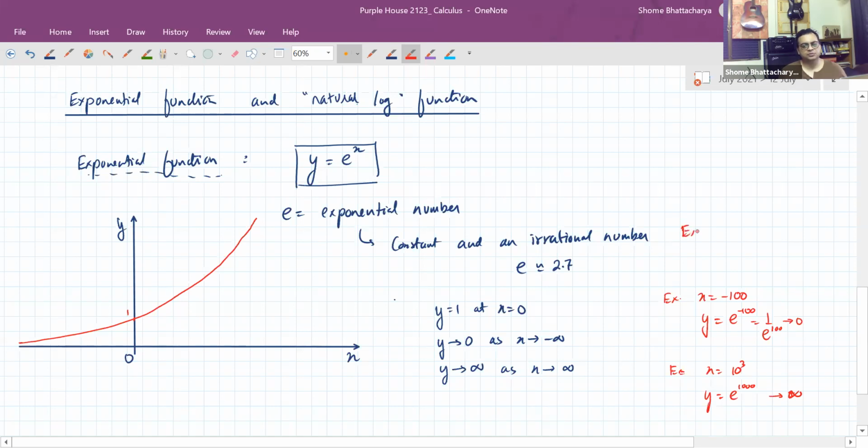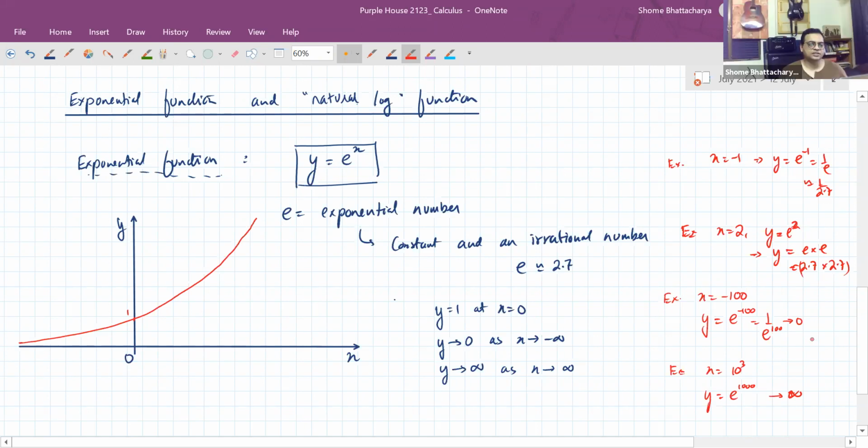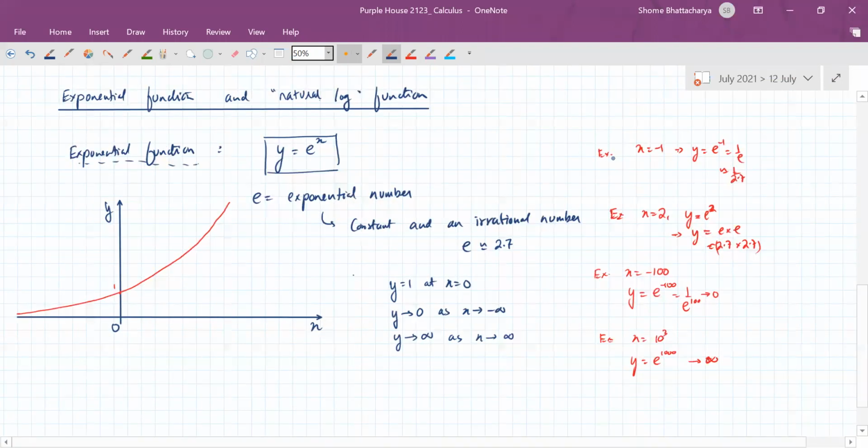So as a simpler example, suppose we take the value of x as 2. So y is e square. That means y is equal to e into e, or approximately 2.7 into 2.7. But similarly, suppose x is minus 1, then y becomes e raised power minus 1, or 1 by e. That's approximately 1 upon 2.7. So from this set of values, you can understand why the graph has this kind of shape. So note this down first, then we will come to the derivative of the exponential function, or differentiation of the exponential function.